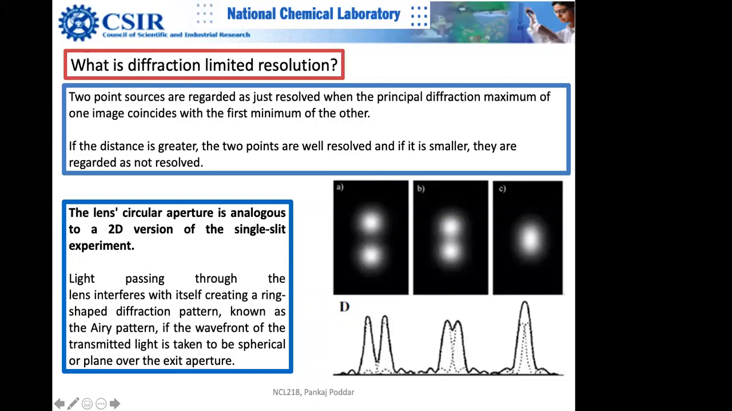So please note that these 2 points are considered resolved when the central maximum of the Airy pattern from one of the pixels coincides not closer than the first minimum of the second pixel. Okay, so now if you see, this is the limit of the resolution. So this is the central maximum and this is the first minimum of the second pixel. You can see that they are not considered resolved if they are closer than that. So this is the better definition of resolution, which comes from diffraction limited.